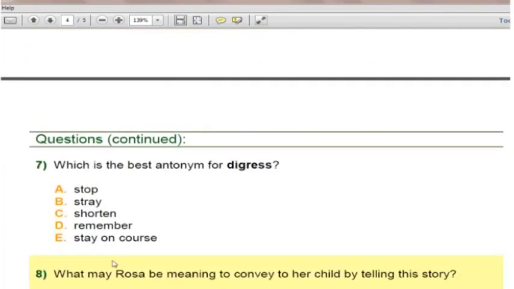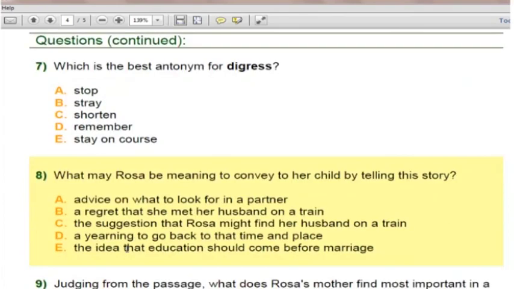Question number 7 is, which is the best antonym for digress? A. Stop. B. Stray. C. Shorten. D. Remember. E. Stay on course. Question number 8 is, what may Rosa be meaning to convey to her child by telling this story? A. Advice on what to look for in a partner. B. A regret that she met her husband on a train. C. The suggestion that Rosa might find her husband on a train. D. A yearning to go back to that time and place. E. The idea that education should be before marriage. I think it's option A.